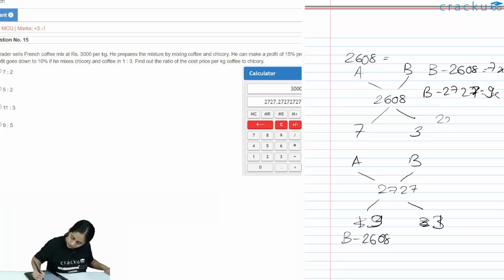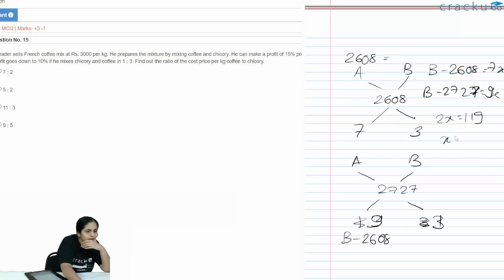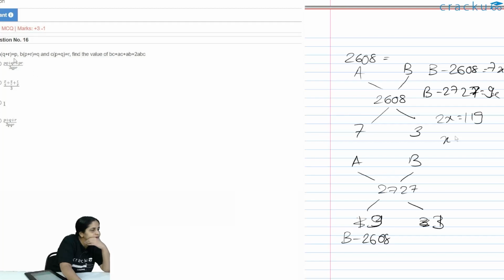So what is 2x would be roughly 1.19, 119, 128. x will be around 60. So this difference is 60, and we'll find out the ratio of 60. Okay, I'm not able to get this with the A into this.